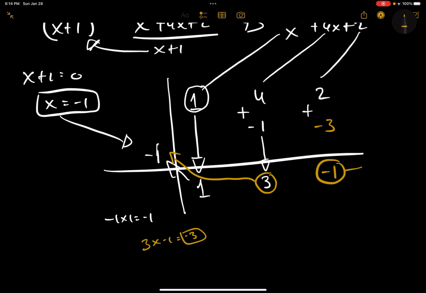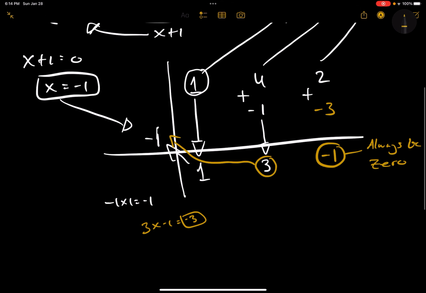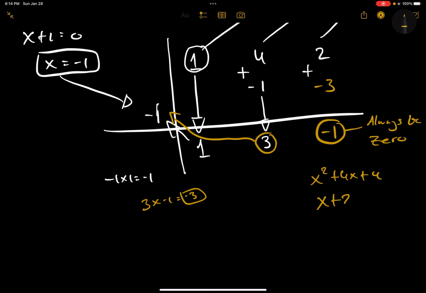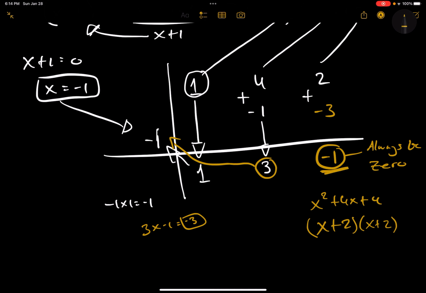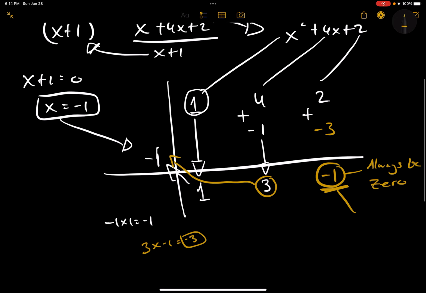Now, attention. This should always be 0 if you want it to be a factor. So if you want this to be a factor, like in factored form, let's say we have x squared plus 4x plus 4, right? And you want it in the factored form, which is like this. If you are dividing and this does not end up as 0, that means it's a remainder. This is a remainder if not 0.